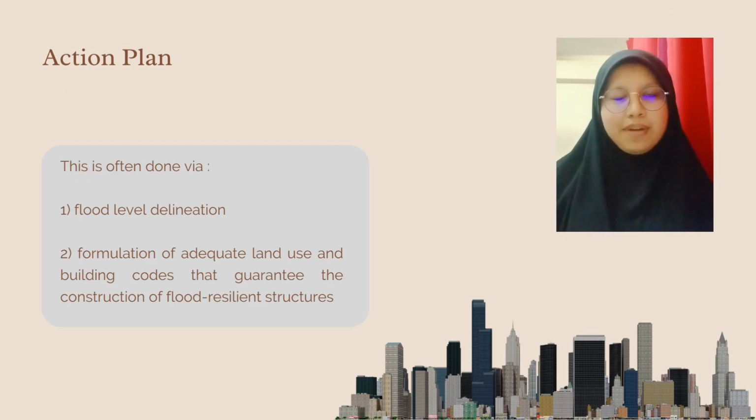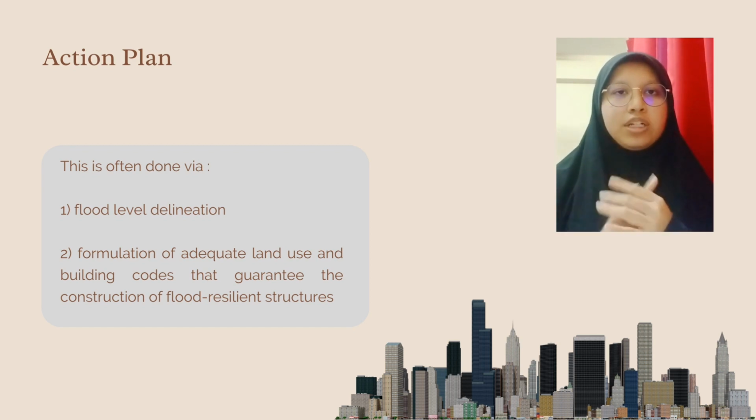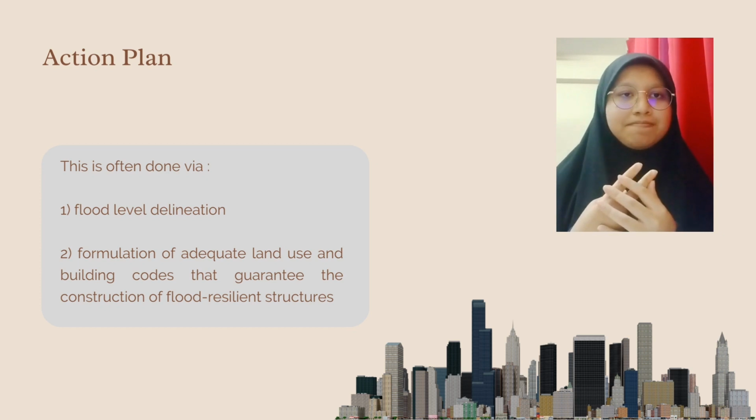As for the action plan, land use planning and zoning help in reducing the risk of flooding, usually by 2 methods. The first one is flood level delineation, and the second one is the formulation of adequate land use and building codes that guarantee the construction of flood-resilient structures.